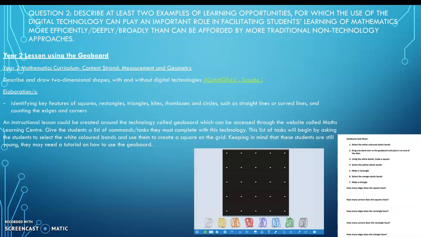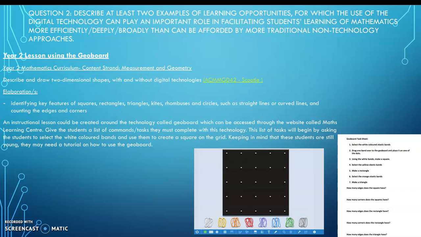This lesson gives the students a list of tasks they must complete with the technology. This list of tasks will begin by asking the students to select the white coloured bands and use them to create a square on the grid, keeping in mind that these students are still young. They may need a tutorial on how to use the geoboard. However, by giving the students the geoboard and letting them explore it a bit helps them learn and facilitate their learning in digital technologies, and it deepens and makes it more effective if they're doing it themselves.